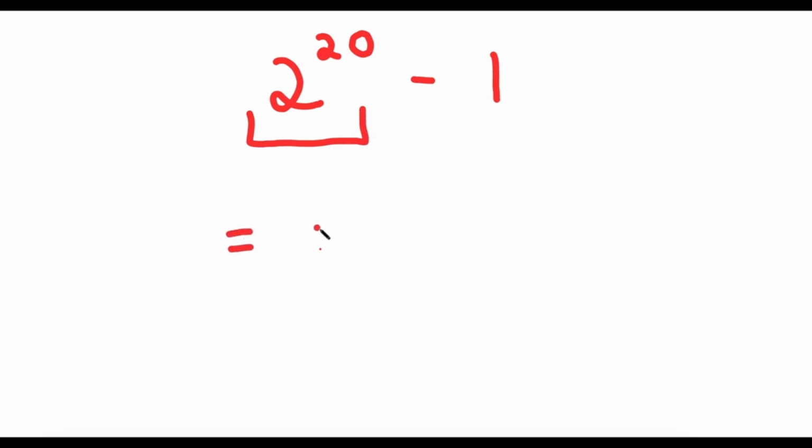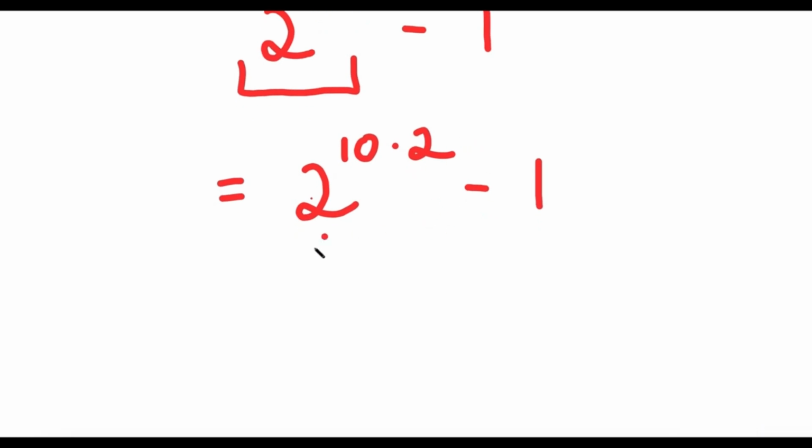Alright, so in this video, I'm going to be solving the problem 2 to the power of 20 minus 1. So I want to find the value of 2 to the power of 20 minus 1. So to solve this, what I'm first going to do is I'm going to rewrite 2 to the power of 20 as 2 to the power of 10 times 2. So now I have 2 to the power of 10 times 2 minus 1.